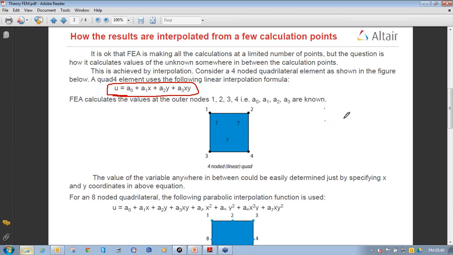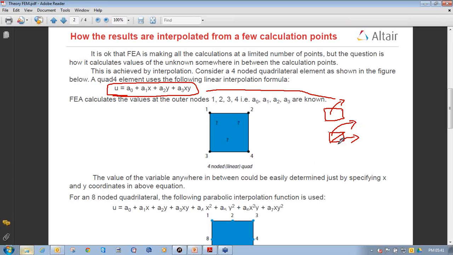By creating nodes and joining these nodes, the software will generate an element. For each element we have an interpolation function. For a chord element we have this interpolation function. If we consider, we can create a tria element, and for a tria element we have a different interpolation function. Similarly, for tetra and brick, that is the 3D elements, we have different interpolation functions.